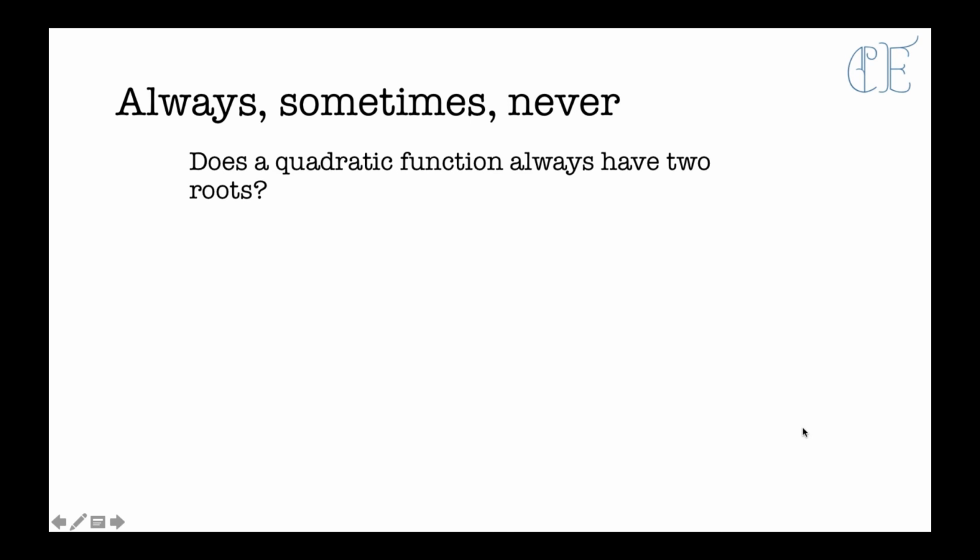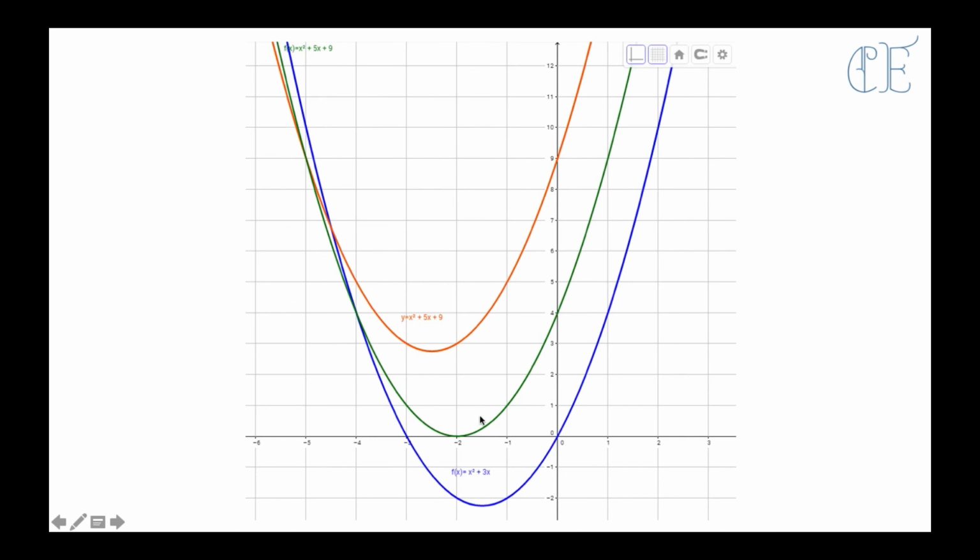So, does a quadratic function always have two roots? So let's have a look at some example graphs. As we can see here, this orange graph doesn't actually hit the x-axis anywhere, which means it has no roots. This graph, this line, hits it just once at minus 2, which means it has one root. And then finally, this blue graph hits it twice at 0 and minus 3. So it has two roots. There is an easy way to work out how many roots a quadratic equation has without plotting the graph, and that will be coming along in my next video on using the quadratic formula.